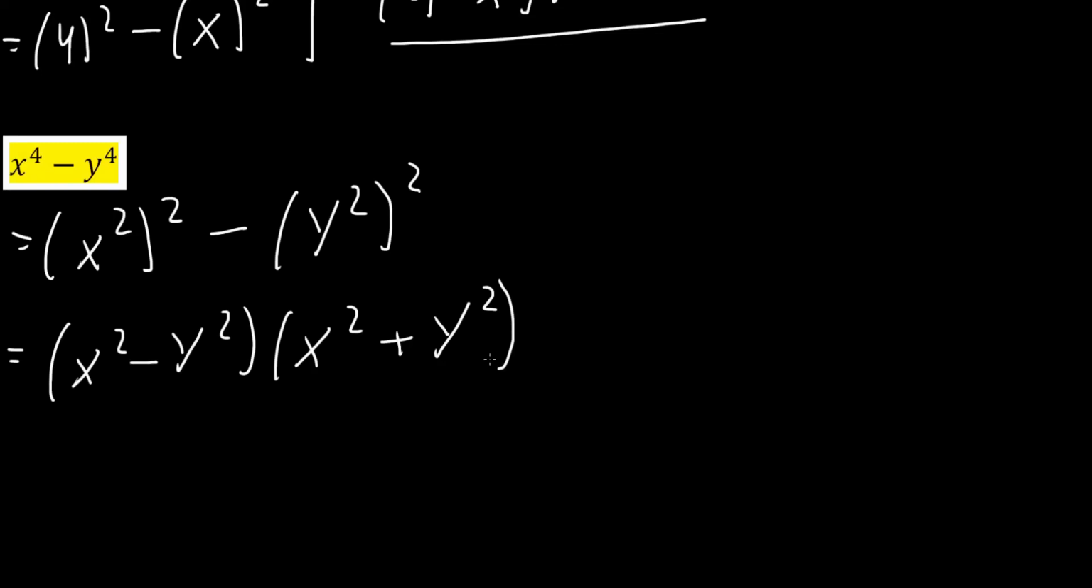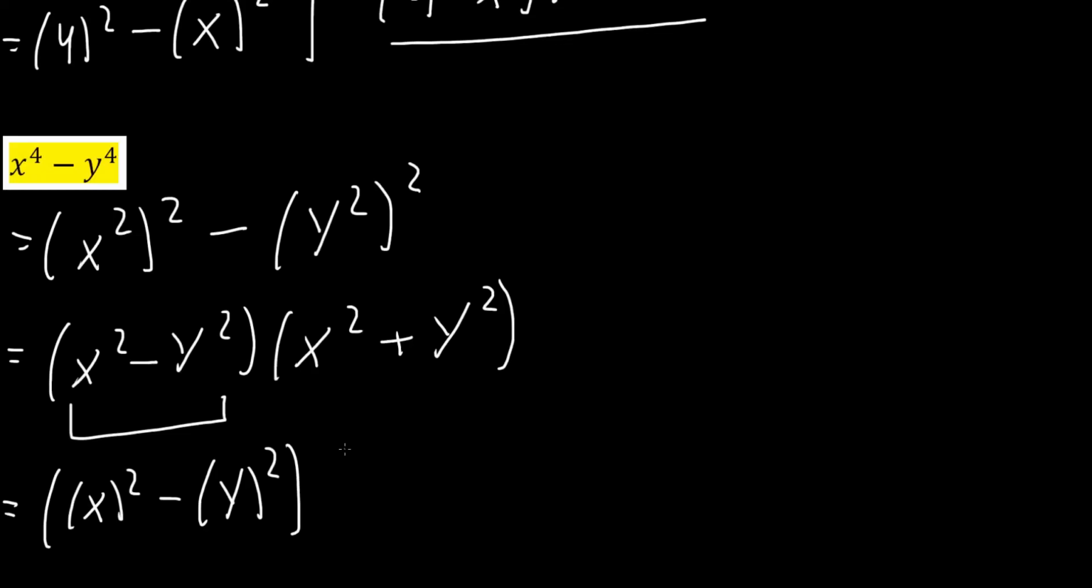Now the part that's going to be different is this. This is also another difference of squares. So there's another step. So we can say x squared would give us this, minus parentheses y squared would give us this, close parentheses, times x squared plus y squared. There's no subtraction in the middle, so we can't do that like what we did here.